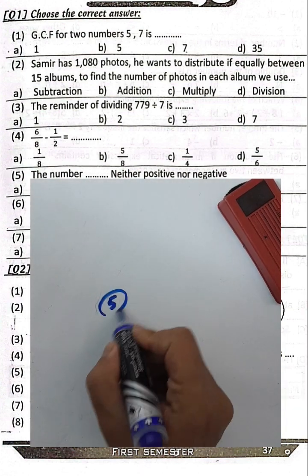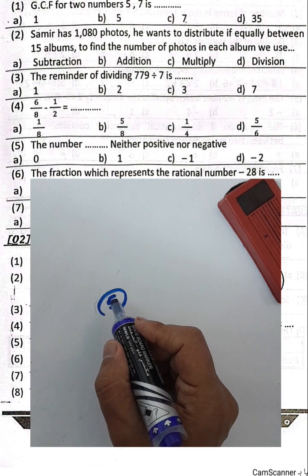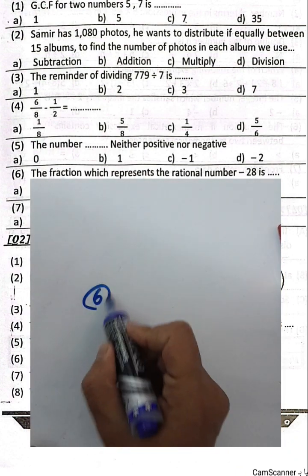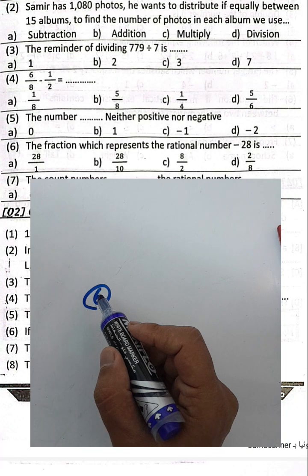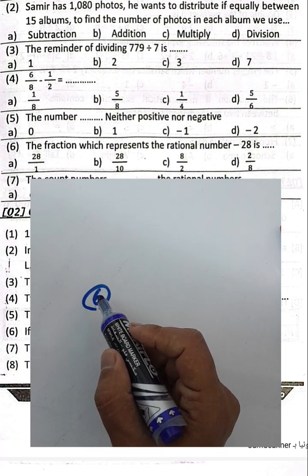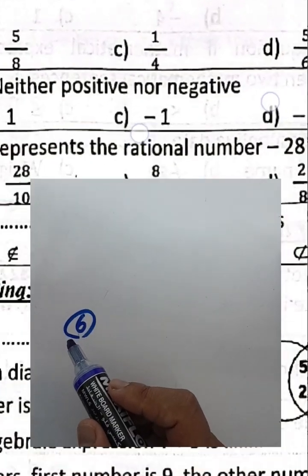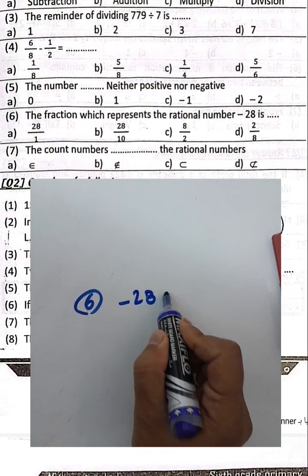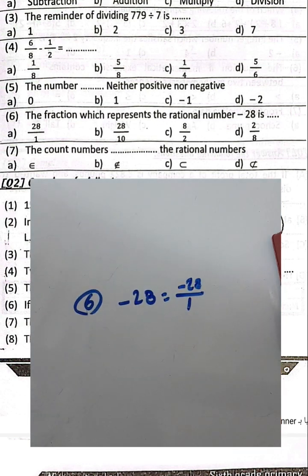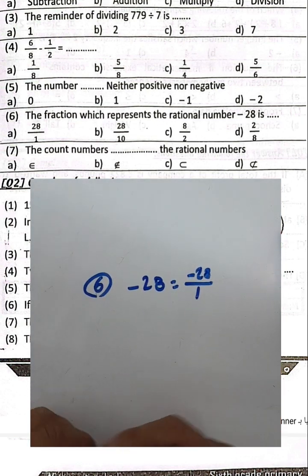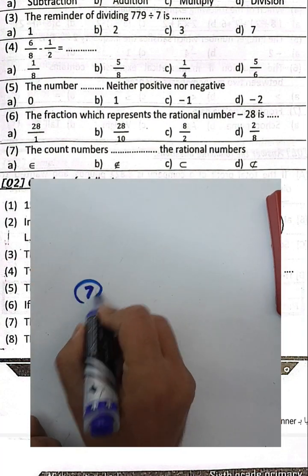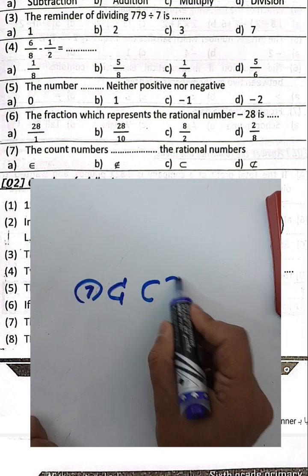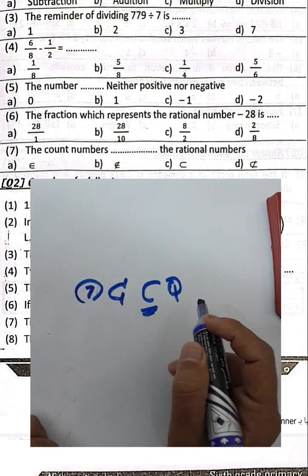Question number 5. The number that is neither positive nor negative will be 0. Question 6. The fraction which represents the rational number negative 28 will be what? We can write negative 28 over 1. Choose letter A for this example. Question 7. The counting numbers are a subset of the rational numbers. This sign we call subset. Okay, choose letter C.